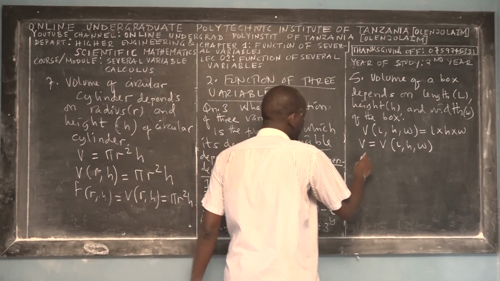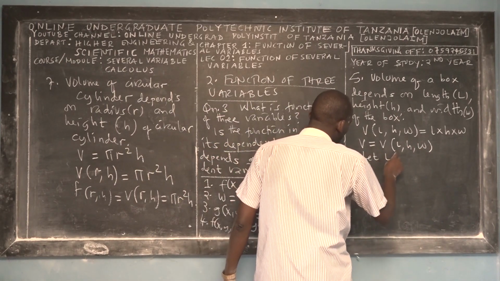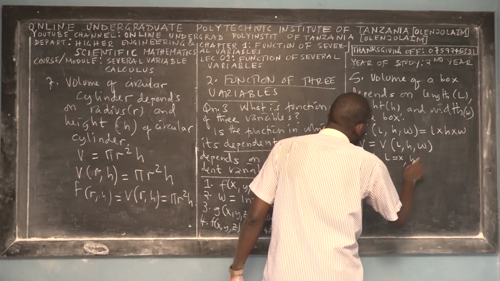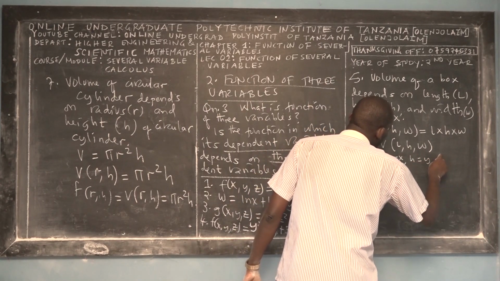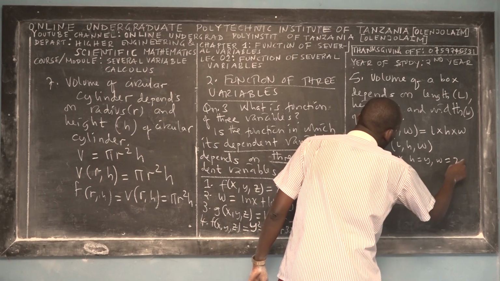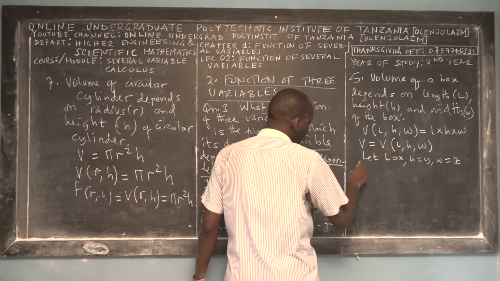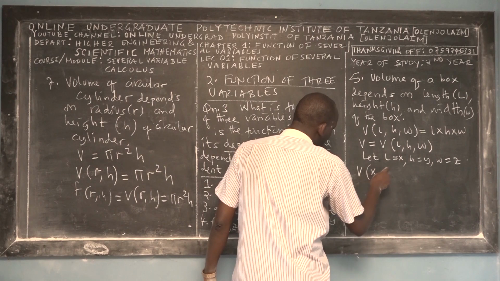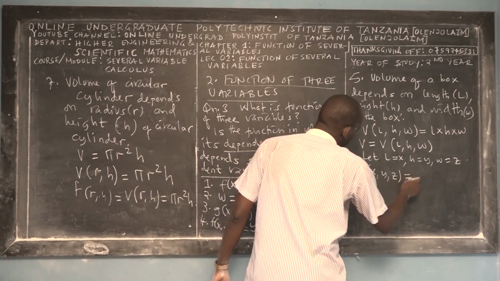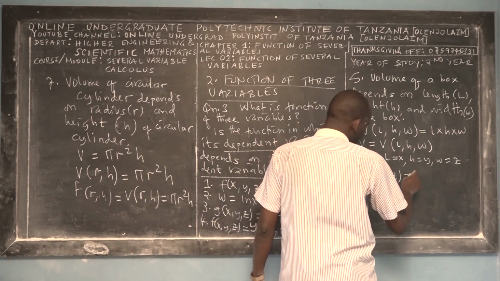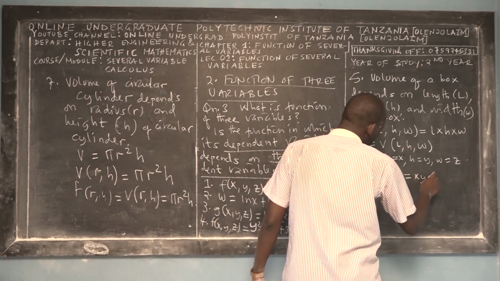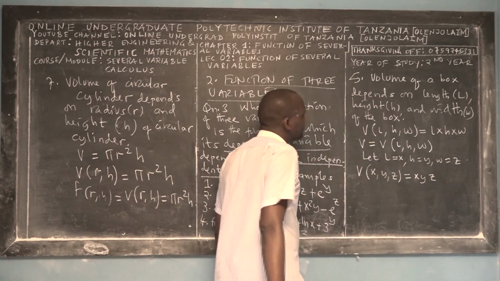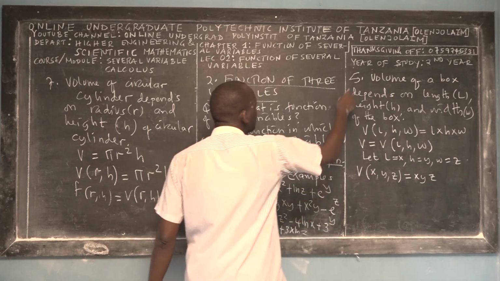We can also say mathematically, let L be equal to X, let H be equal to Y, let width be equal to Z. So you can have the volume as a function depending on three variables X, Y, Z. This is equal to X times Y times Z. That's the real life example.